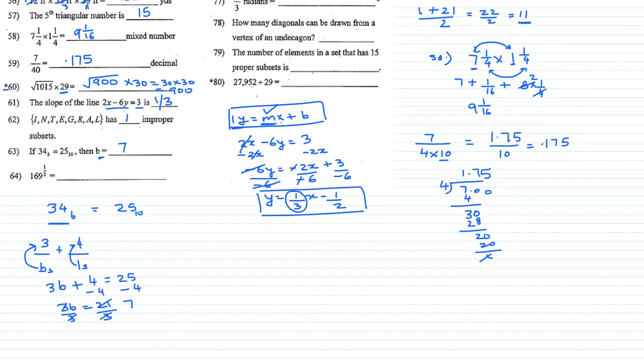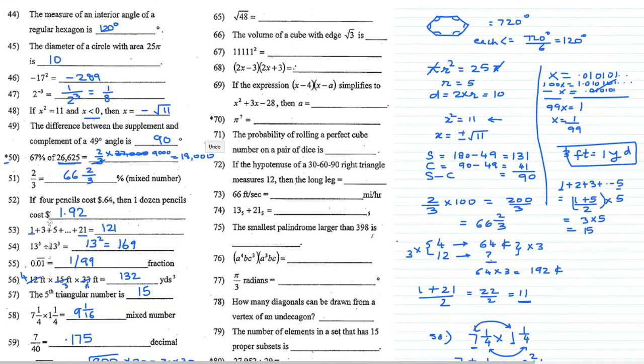Question 64. 169 raised to the power half. So this is nothing but taking the square root of 169, which is equal to 13. Question 65. What is the square root of 48? So 48 is nothing but 16 times 3. And since square root of 16 is 4, we can write 4 square root 3 as the answer.